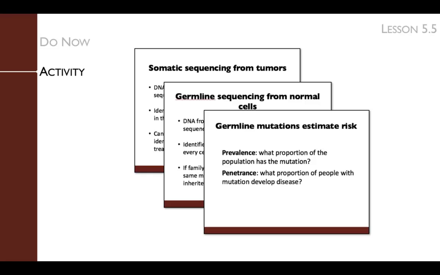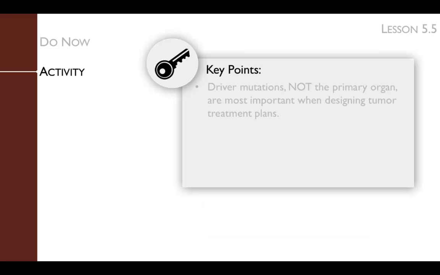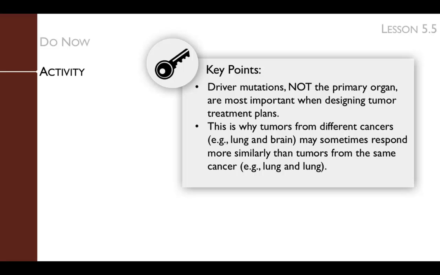Note that the key points of the activity are that driver mutations, not the primary organ, are most important when designing tumor treatment plans. This is why tumors from different cancers, such as lung and brain, may sometimes respond more similarly than tumors from the same cancer, such as lung and lung.